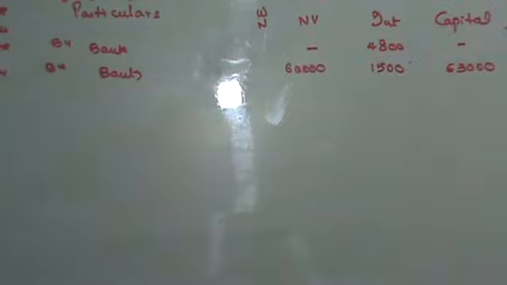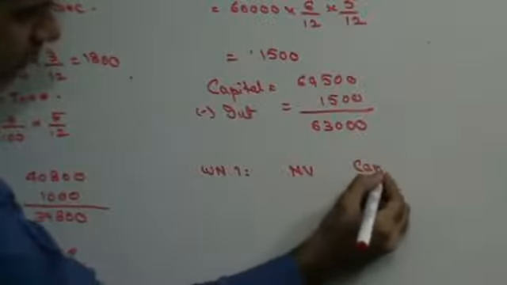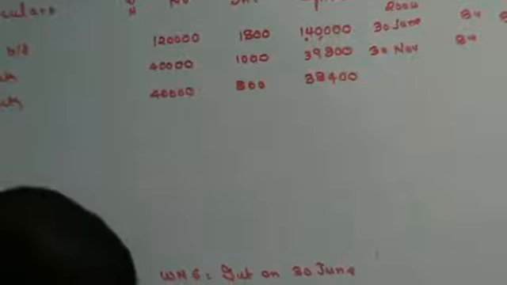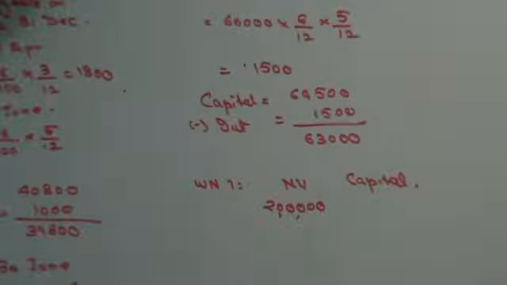Okay. Now, once this is done, you have to calculate the profit or loss. Working note 7: nominal value, capital value. As on 30th November, what is the nominal value of investments held by me? 1,20,000 plus 40,000 plus 40,000, 2 lakhs. What is their capital value? Someone please add them. 1,40,000 plus 39,800 plus 38,400.